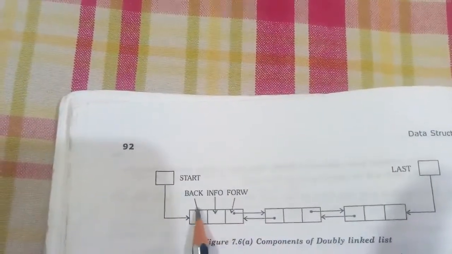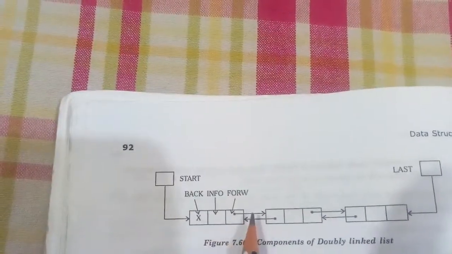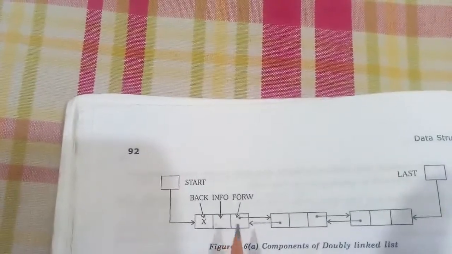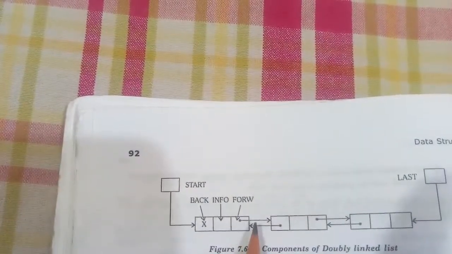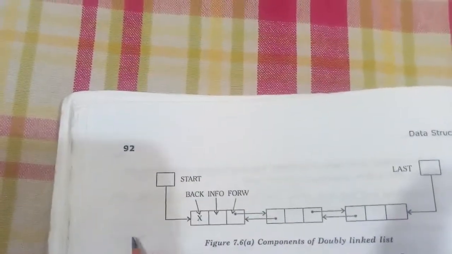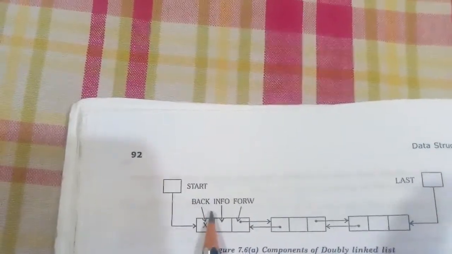Doubly linked list, here each node is divided into three parts: one for storing information, forward which contains the location of the next node in the list, and back which contains the location of the preceding node in the list.